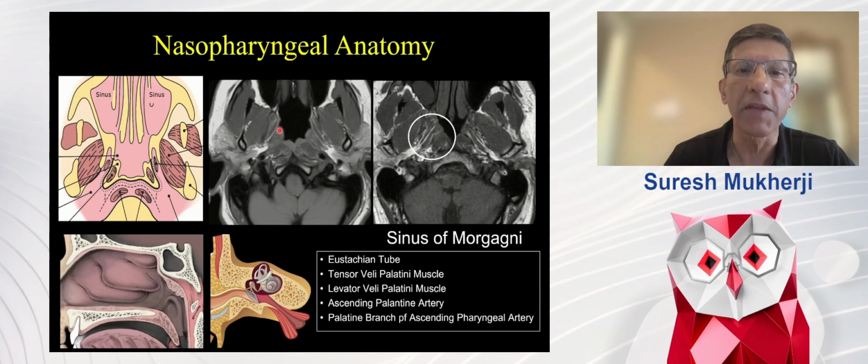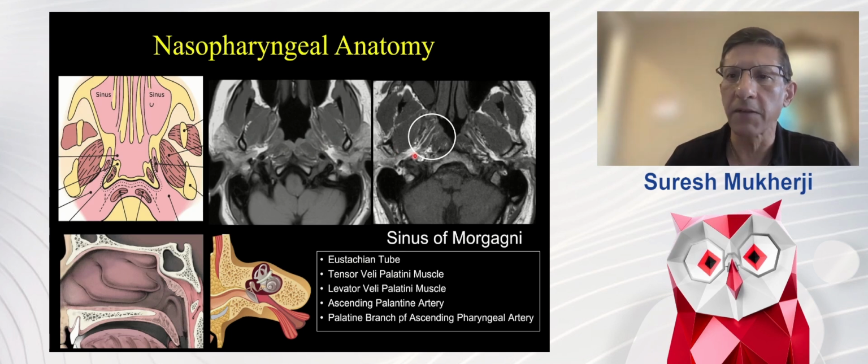So this right here is the torus tubarius. Then we have the opening of the eustachian tube. And right back here is the famous fossa, the fossa of Rosenmuller. The other name for the fossa of Rosenmuller is the lateral pharyngeal recess. So this is the typical surface anatomy that you end up seeing for the nasopharynx.